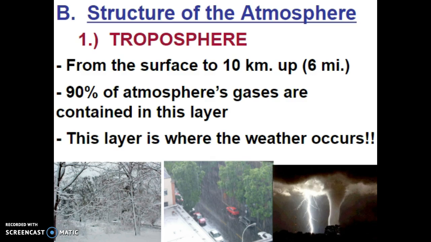So let's take a look at the anatomy of the atmosphere, if you will. We'll start from the surface and then head on up out into space. The troposphere is the layer of atmosphere that's right near the surface. It goes up about 10 kilometers or 6 miles.